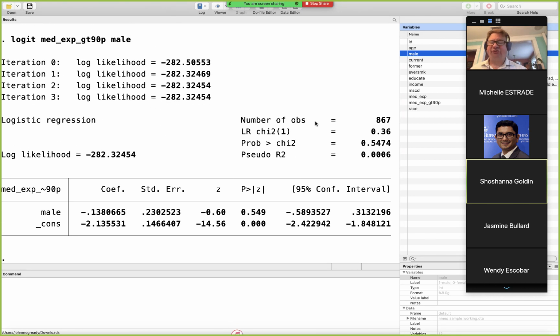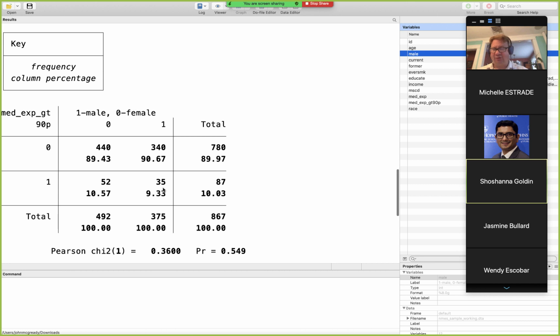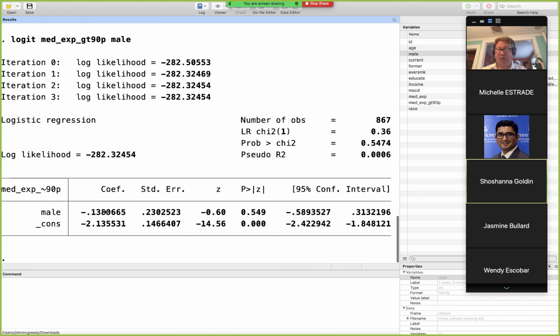So I'm sorry, I had it backwards before. I was looking at it backwards. Males had slightly lower chances, or the proportion of males who had high medical expenditures was slightly lesser than females. 9.33% of the males, 10.57% observed of the females. So let's just take this at face value to start.